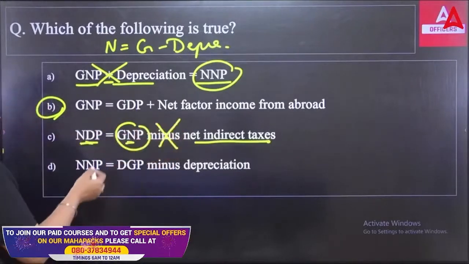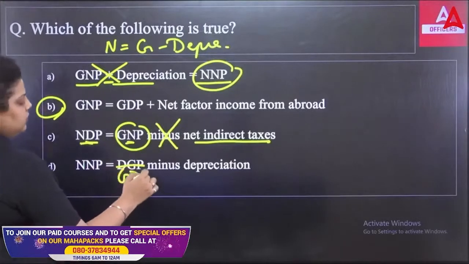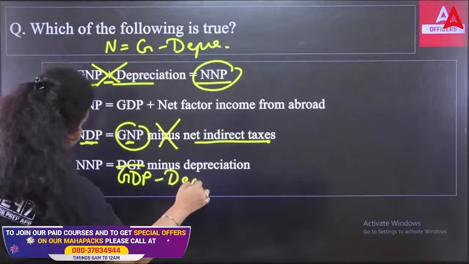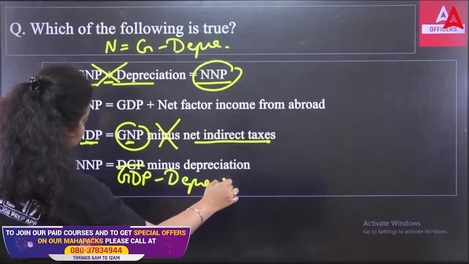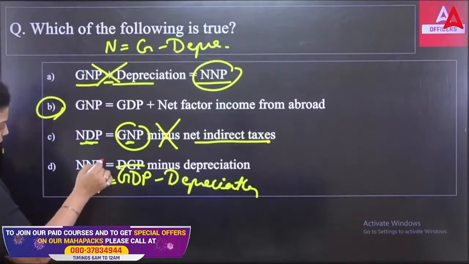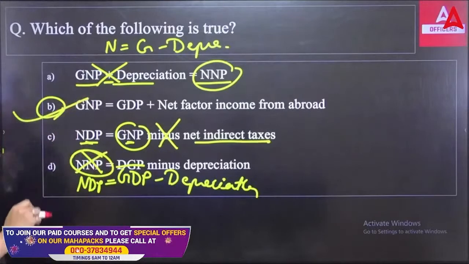It won't work. NNP equals GDP minus depreciation. If you are doing GDP minus depreciation, it will give you the NDP. But the option is asking about NNP. It is also wrong. So the right answer will be B. GNP equals GDP plus net factor income from abroad.